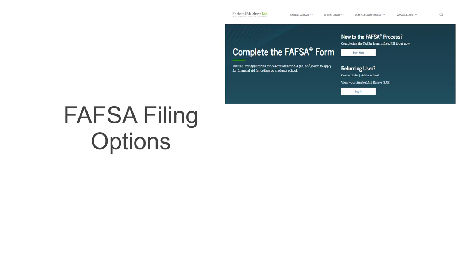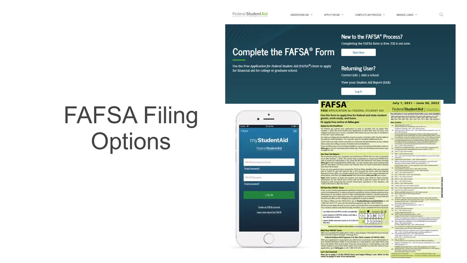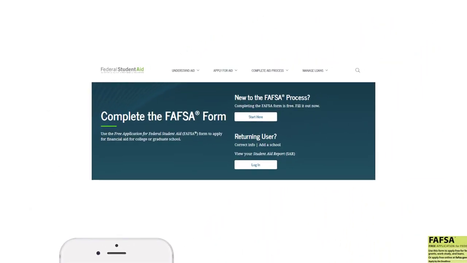To complete the FAFSA, the student has options. The student can complete the FAFSA online at studentaid.gov, via the mobile app at MyStudentAid, by paper application, and a PDF form is available for download, or by phone. Students are strongly encouraged to complete the FAFSA online or by mobile app to avoid completion and processing errors. This video will focus on a step-by-step completion of the FAFSA online at studentaid.gov.